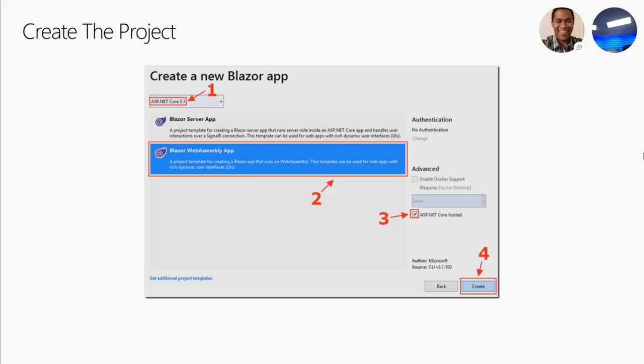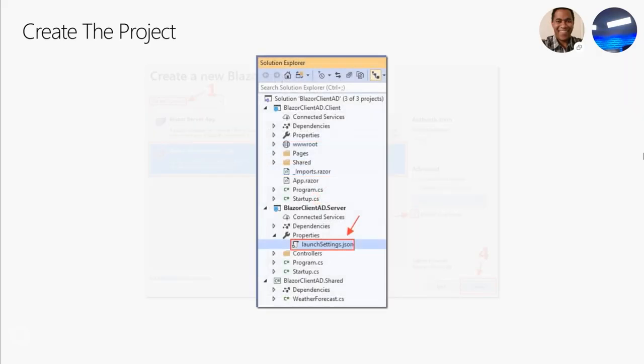If you don't see this template, go to blazor.net, click on documentation, and there'll be directions on how to download and install this template if you don't already have it. So once it's installed, we select it. We also ensure that we have ASP.NET Core hosted selected, and then we'll create the project. Actually, we'll create the solution, which creates three projects.